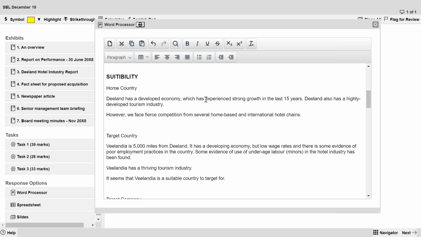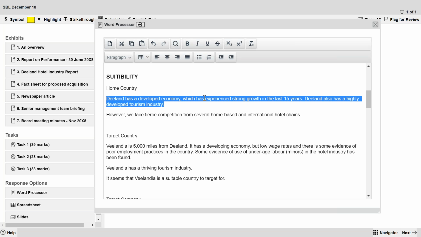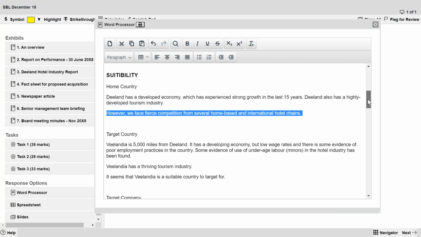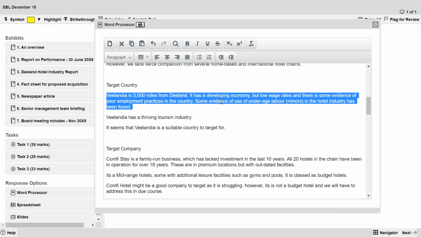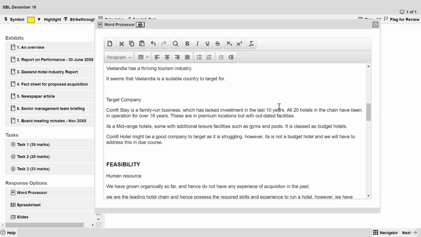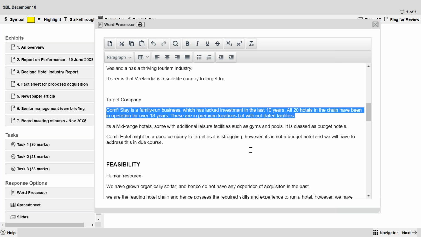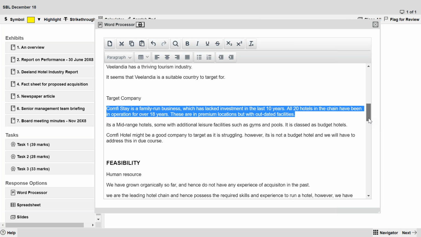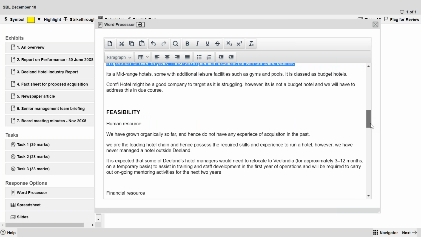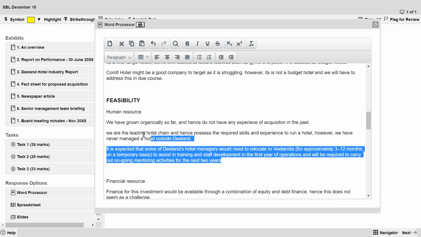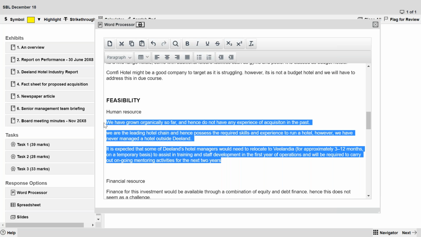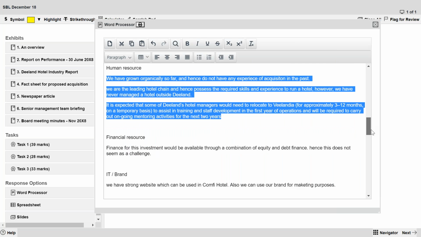So I've said D-land has a developed economy and fierce competition. That's 1 point. I've talked about Finlandia, 2 points. I've talked about the target company. I would say another 2 points here, so total 4 points. I talked about several aspects of human resource. I would count this as 2 points. So 3 plus 2, 5 points.